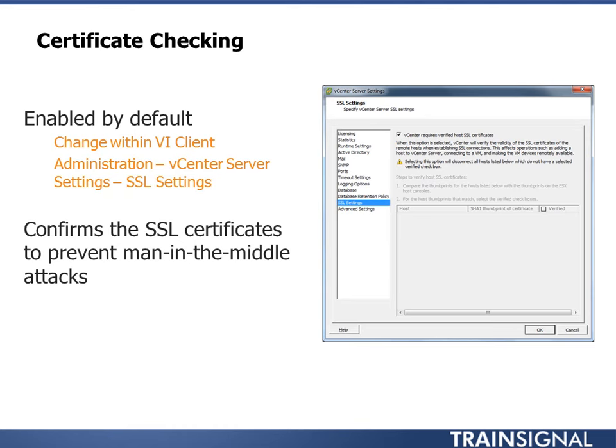I'd show you this, but it's been removed from the 5.1 VI client. Much to my dismay, I went to take a screenshot and it wasn't there, so I had a friend of mine send this from his 5.0 lab. But it is done. You go into VI client, Administration at the top, vCenter Server Settings, and then SSL Settings right there, and it's basically just a checkbox.